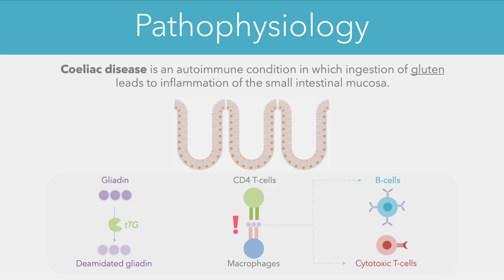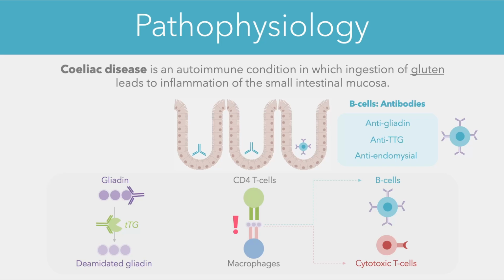The B cells activate plasma cells which secrete antibodies against different parts of the gliadin pathway. So for example, we get anti-gliadin antibodies which target gliadin directly, as well as anti-TTG antibodies which target the enzyme. There are also anti-endomysial antibodies which attack the smooth muscle of the small intestine.